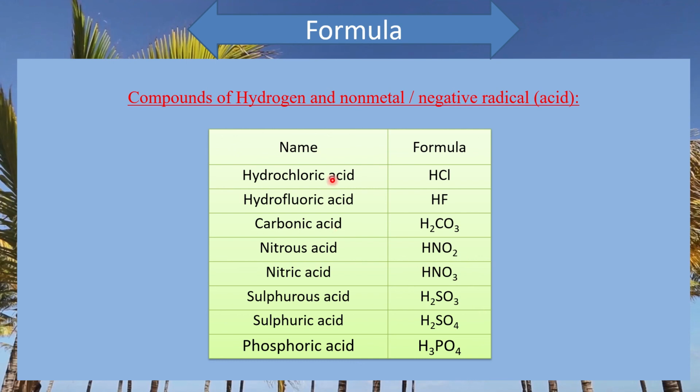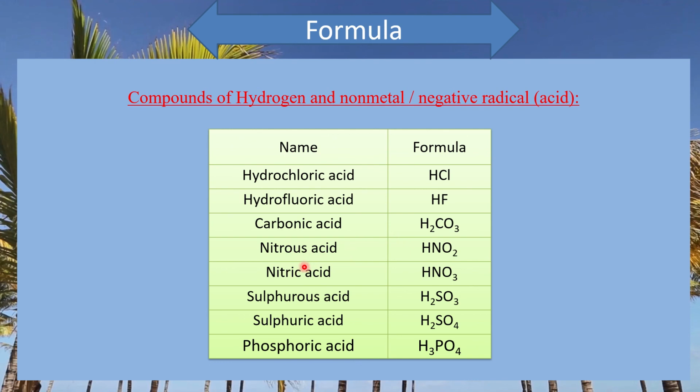It is the compound of hydrogen and chlorine, so it is hydrochloric acid. It is hydrofluoric acid, HF. It is the compound of hydrogen and the carbonate radical. The valency of carbonate is 2, so here this is H2CO3. Hydrogen carbonate, it is not, it is carbonic acid. It is the compound of hydrogen and the nitrite radical.